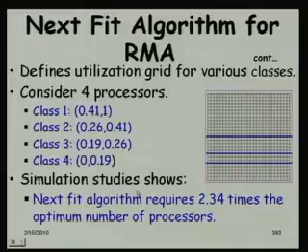So, if the number of tasks is small, you can write a program which will try out all possible combinations of the tasks. For a smaller number of tasks, it is possible to compute all possible combinations, and then you can see that for the optimal one, which you can compute based on all possible task combinations, this solution is 2.34 times the optimum number of processors.